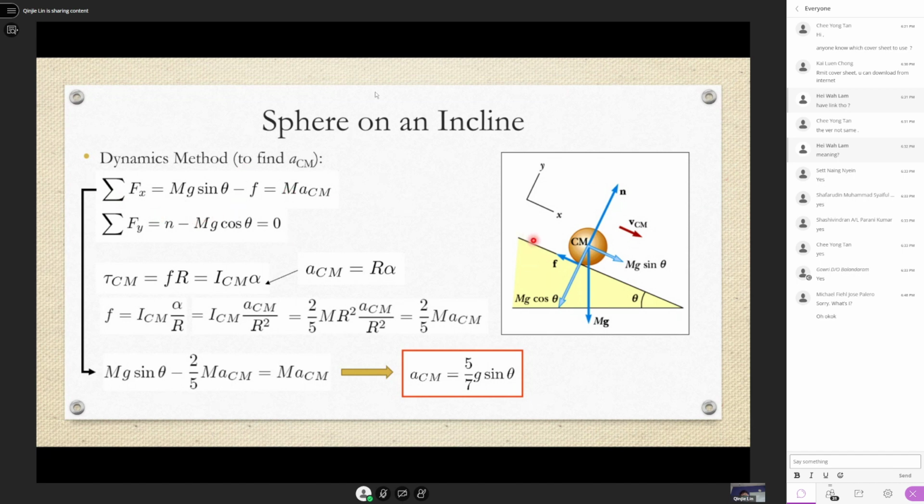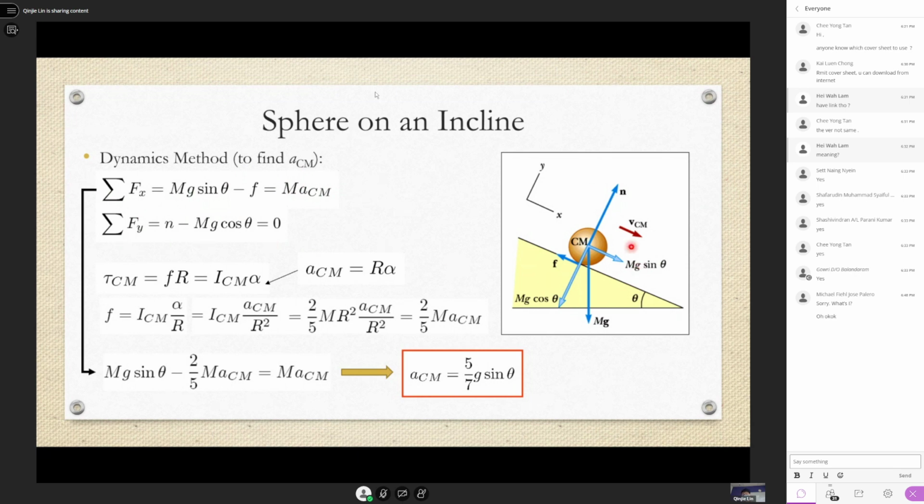For the x direction, which is along the slope, you have mg sine theta. From here, you also have f. Okay, so you take this minus this equals ma. This part is not 0, it's ma because there is actually an acceleration which we are trying to calculate. Okay, so that's one of the equations.